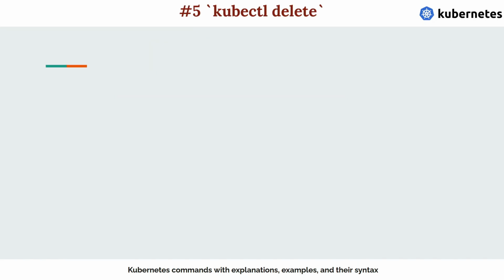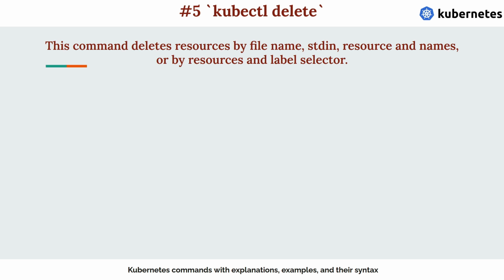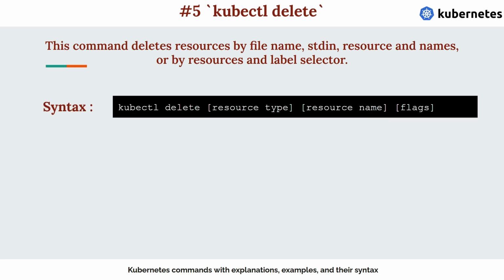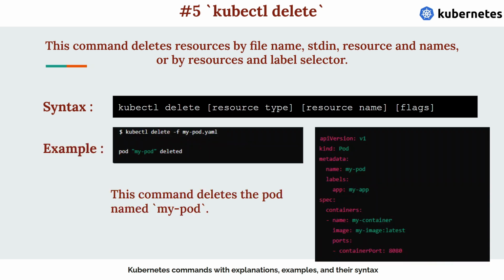Next command is kubectl delete. This command deletes resources by file name, stdin, resource and names, or by resources and label selector. Let's see the syntax. The usage of the kubectl delete command starts with the kubectl delete keyword, followed by resource type, resource name, and flags. This command deletes the pod named mypod.